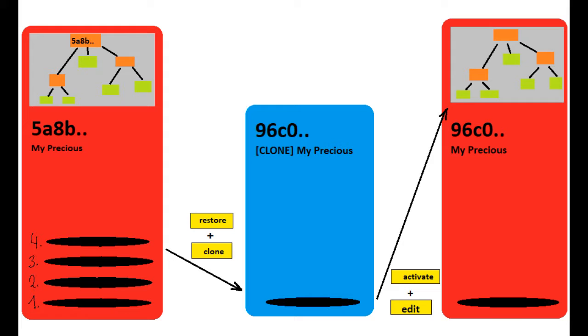We already know how to create such a duplicate. The quickest way is to restore and clone the last backup. That gives us a new project with a different PID and the old title preceded by a clone prefix. We can then activate this project and edit the title.